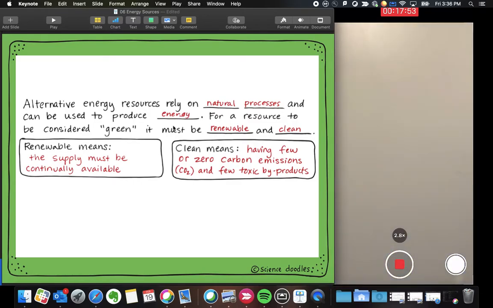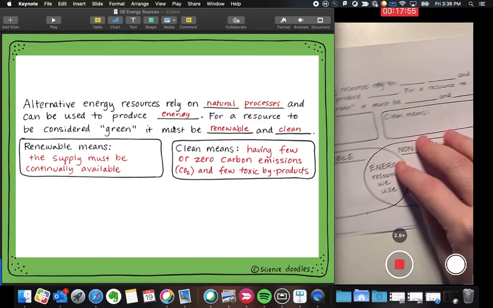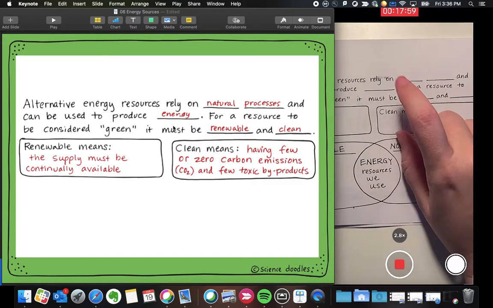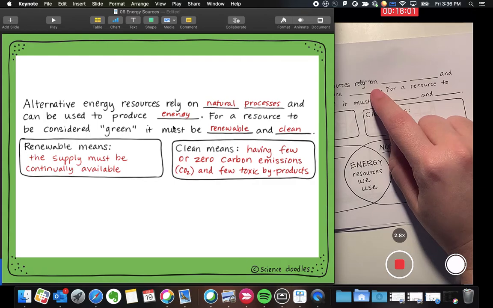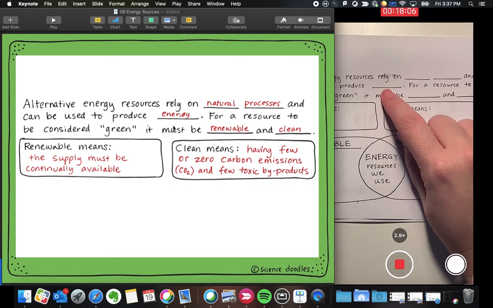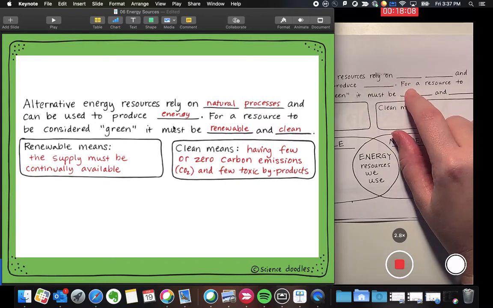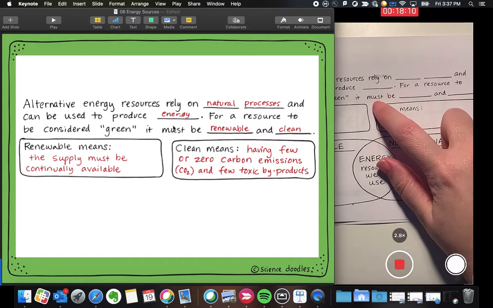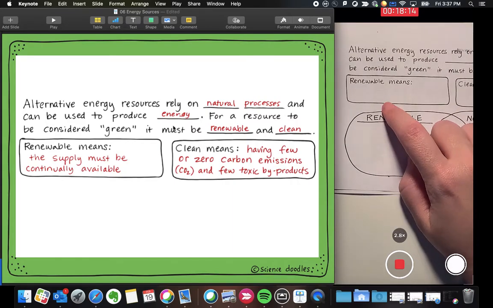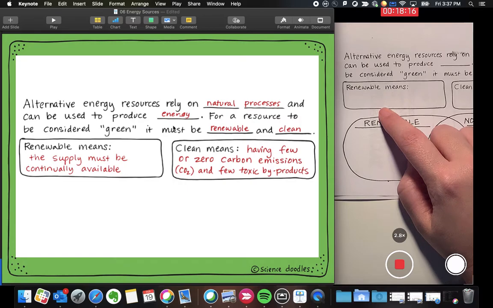And we're going to go on the other side, the other half of that paper, and it's literally fill in the blank. So alternative energies rely on natural processes and can be used to produce energy. For the resource to be considered a green energy, it must be renewable and clean. So renewable energy is continuously available. I can use it again and again and again.